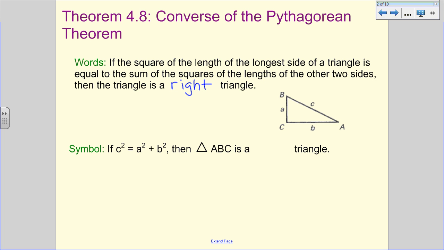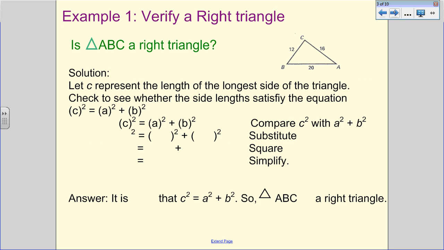Before, we always had to start with knowing we had a right triangle. Now we can have any triangle, and we can check it with the Pythagorean theorem. So what that means in symbols is, c is still going to be the longest side. Then for triangle ABC, if c squared equals a squared plus b squared, then that triangle ABC is a right triangle. So let's take a look at how we can use that.